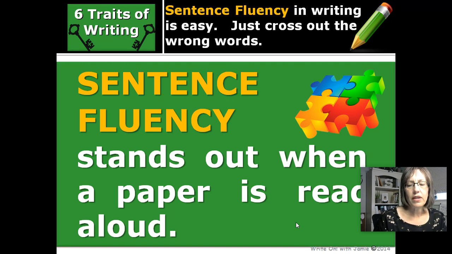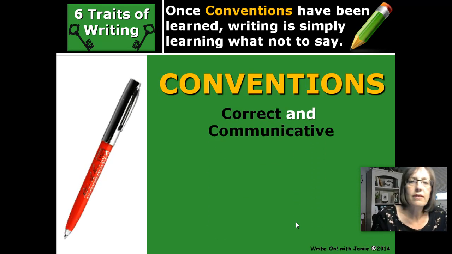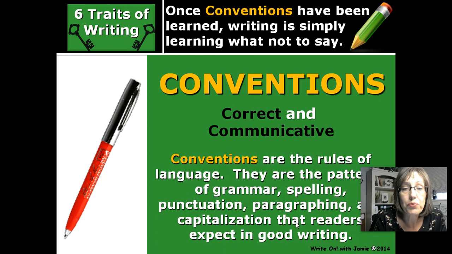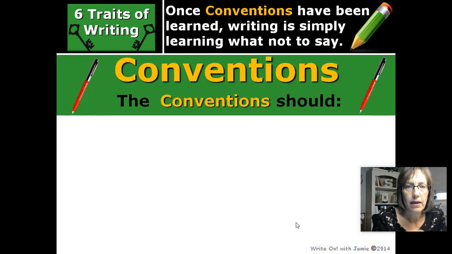The next thing that we're going to talk about are conventions. Now, conventions, we'll give a definition in a minute, but they need to be correct and communicative. So 70 and 71, correct and communicative. Conventions are the rules of the language, patterns of grammar, spelling, punctuation, paragraphing, capitalization, and that's what we expect to see in good writing. The conventions should do some different things for us.